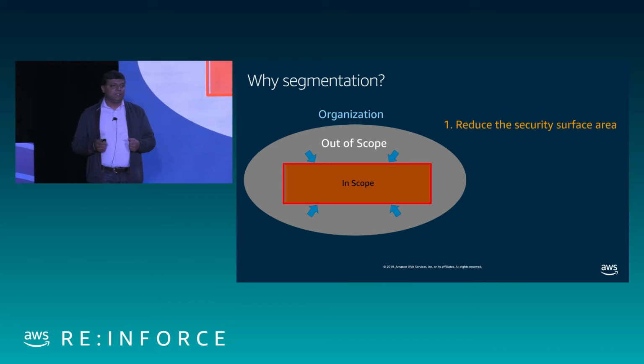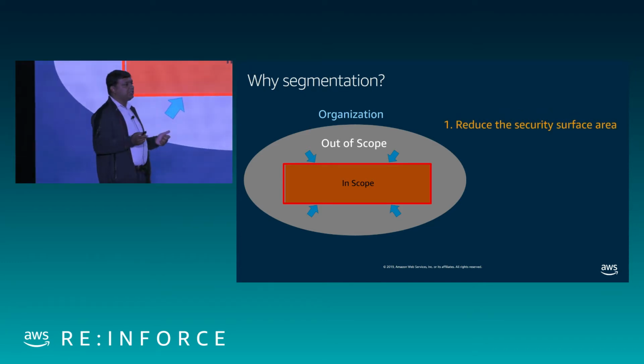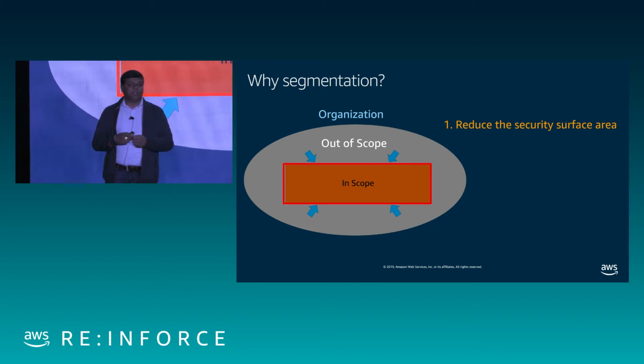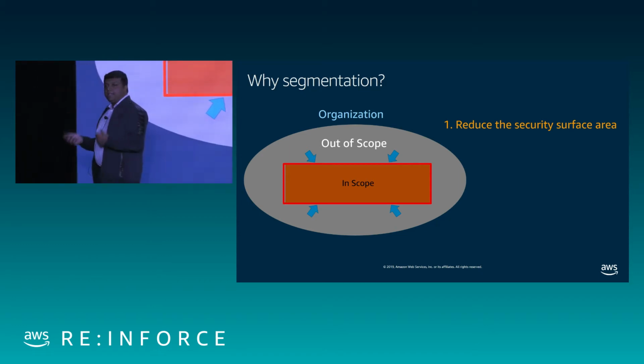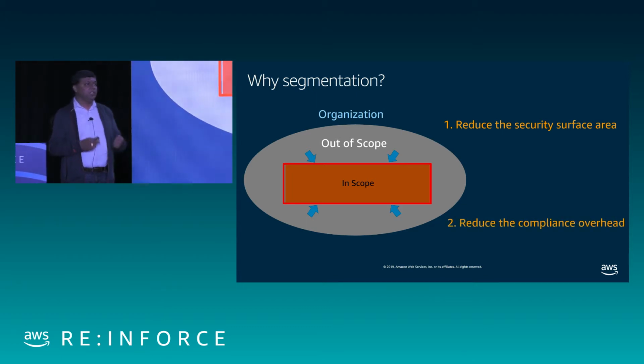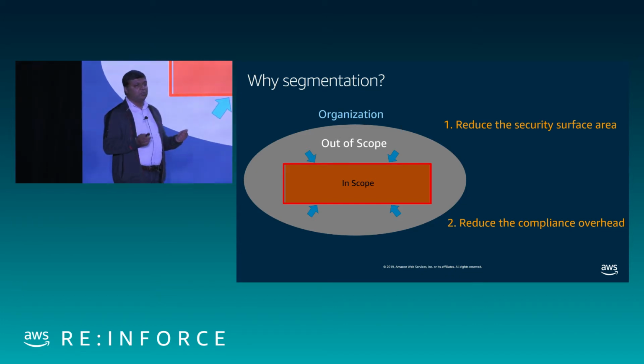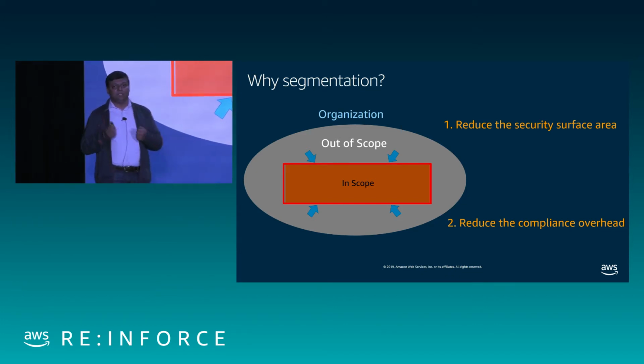Segmentation primarily serves two purposes. One is it reduces the security surface area for your CDE systems. You have fewer things to protect, and that's why there is less security surface area. And as a byproduct of the reduced security surface area, what you get is your reduced scope. So your PCI DSS scope is now not your whole organization, but a subset of it.